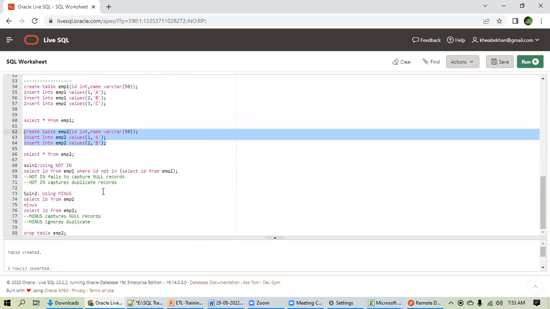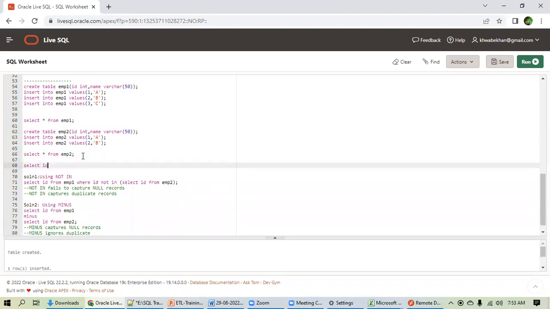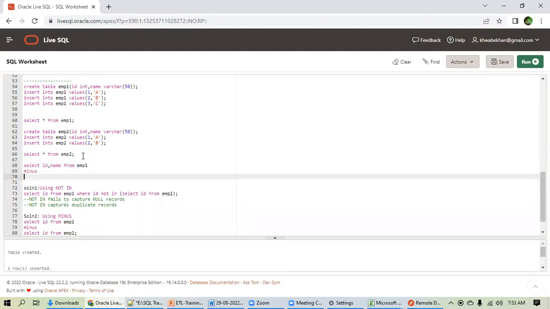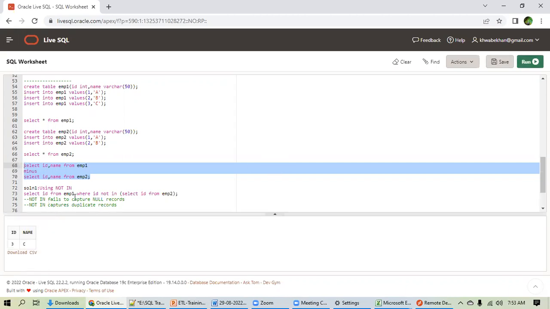Now if I write select ID, name from employee 1 minus select ID, name from employee 2, tell me what should be the output. I have used 2 columns now. Earlier I used only 1 column. Now what should be the output? 3C. Good. So 3C is the output. Correct. It means in minus you can use 2 columns as well.